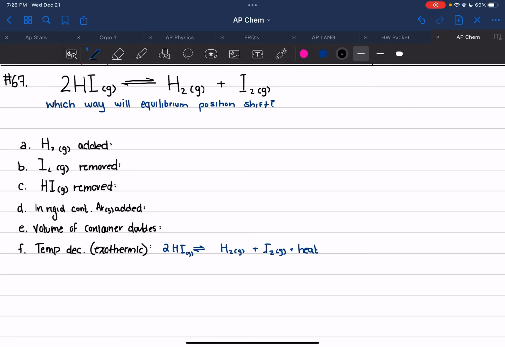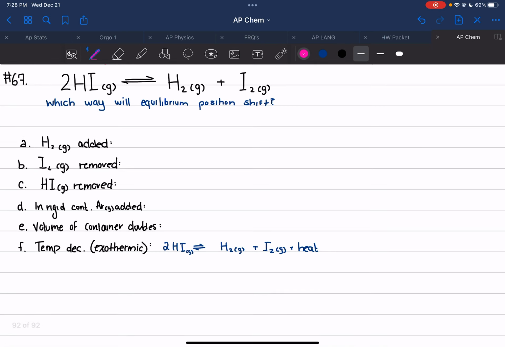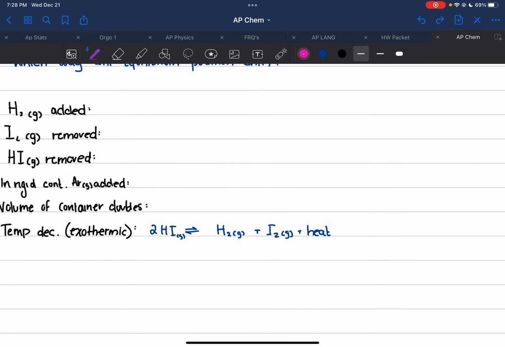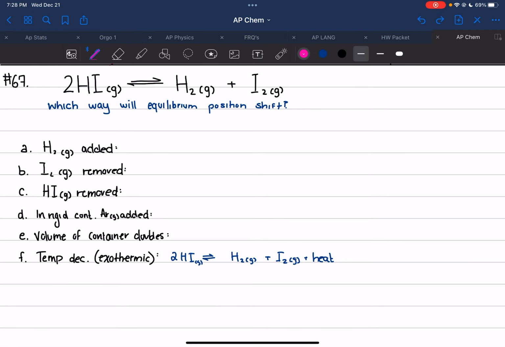Hey guys, today we're going to be solving this problem which basically asks us to determine how the equilibrium position will shift. They give us this reaction here and we see that everything is a gas, so we can consider all of them. At first it asks how it'll shift if you add H2. So you're adding more of a product, which means you have less of HI, which means in order to reach equilibrium, you must shift left in order to compensate for the added hydrogen. So this will be a shift left.